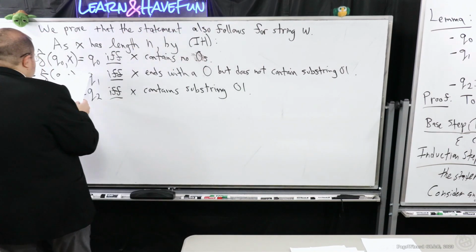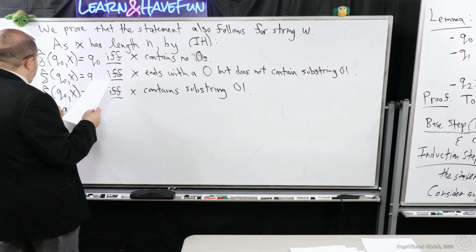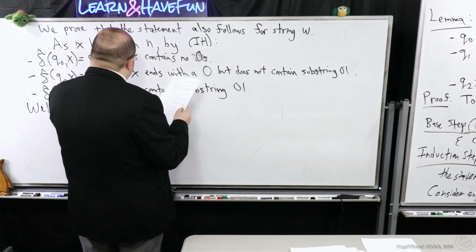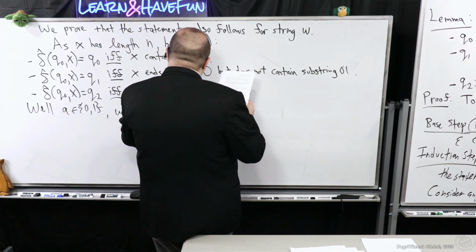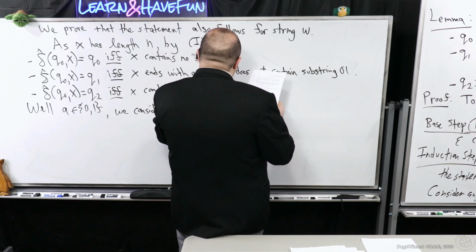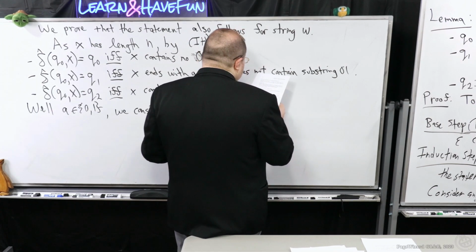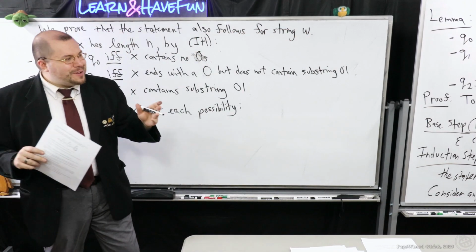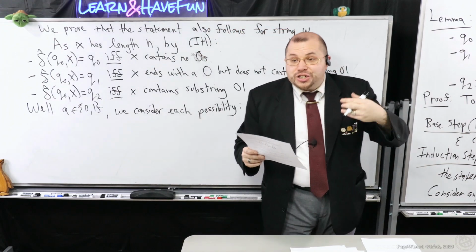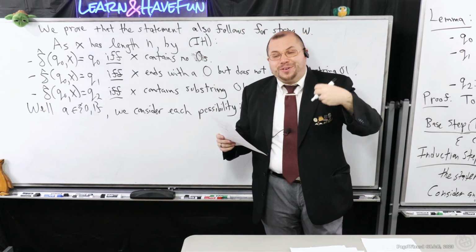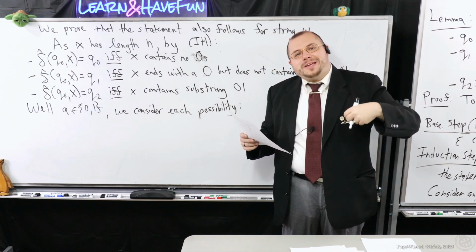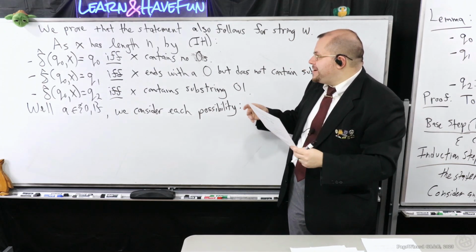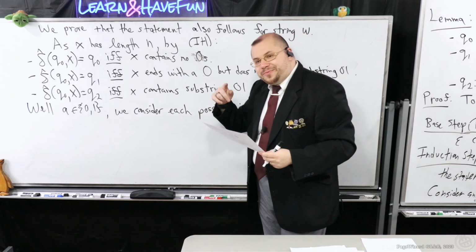So, well, a can either be a 0 or a 1. We consider each possibility. So now all we got to do is go through each possibility, and what we need to do for each one of them is make sure whatever the string ends up being for W in that case, it better be following the correct property. It has to follow one of these 3, but for string W. It has to fall into the correct one.